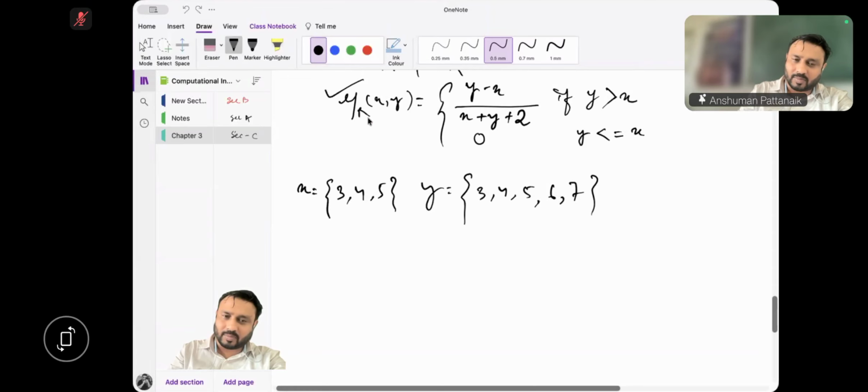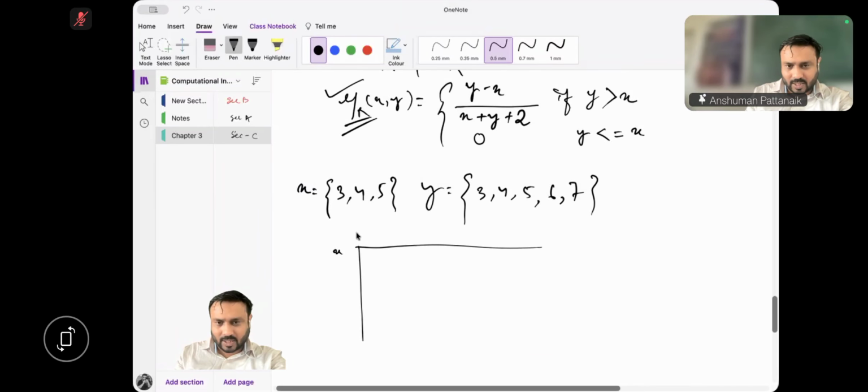See, the new value is a combination of xy values, and the calculation is given as such. If I have two universes, one is the X universe, another is the Y universe. So based on the number of values, how many values are here? 3, 4, 5. How many values are here? 3, 4, 5, 6 and 7. So based on this, the table will be constructed. This is the answer.